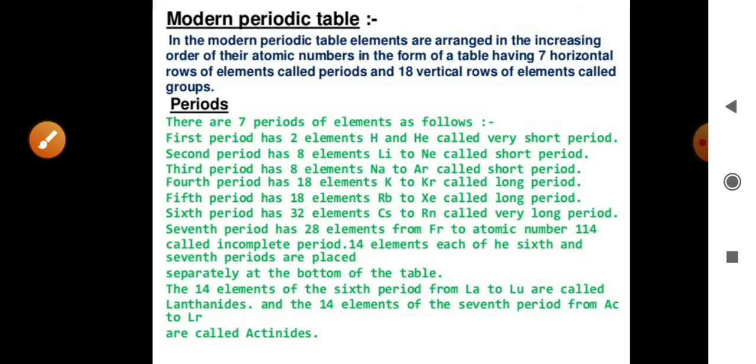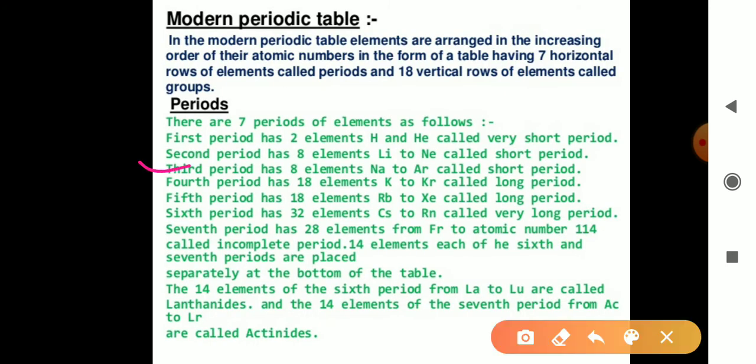Then the third period has 8 elements, sodium to argon, called a short period. Again, the third period is the same as the second, total elements are 8, and this is also called short. That is, the first is called very short, and the second and third periods are called short periods.